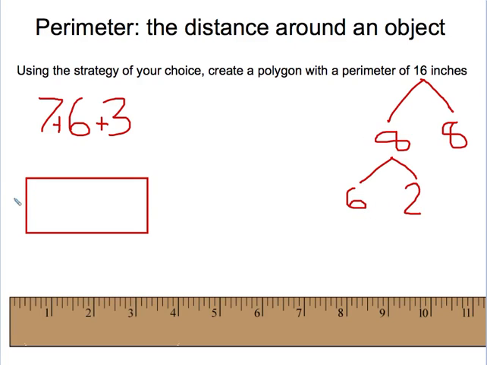So when I was drawing, I should have 2 short sides that are each 2, and then 2 long sides that are each 6. You could have done 1 and 7, you could have done 2 and 6, you could have done 3 and 5, you could have done 4 and 4. All of those would have built rectangles that had the correct perimeter. I double check, 6 plus 6 is 12, plus 2 is 14, plus another 2 is 16. I know that I've done it correctly. So double check your measurements. Do all of your sides when you add them up equal 16? If so, you know you did it correctly. Go ahead and move on to the next activity.